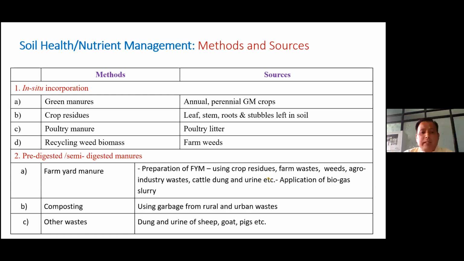Likewise, in the second category, we have the pre-digested or semi-digested manures, wherein we have farmyard manure that we can prepare using crop residues, farm waste, industry waste, cattle dung, urine. And here we can apply biogas slurry also, then composting by using garbage from rural or urban waste. And there are so many other types of waste also, like sheep, goat, pig manures.